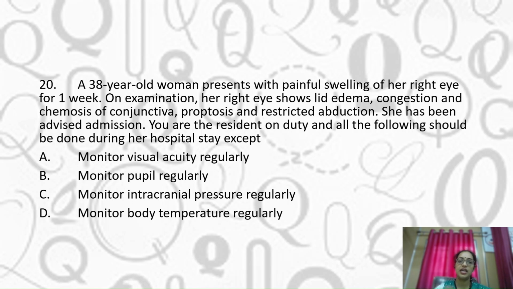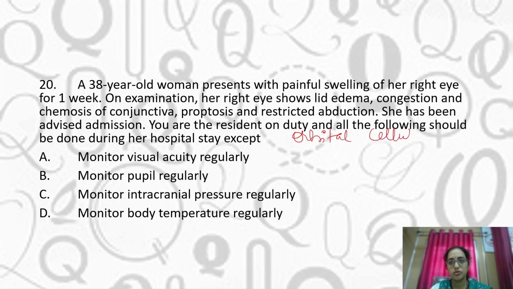A 38-year-old woman presents with painful swelling of her right eye of 1 week duration. On examination, her right eye shows lid edema, congestion, and chemosis of the conjunctiva. Okay, there is proptosis and restricted abduction. She has been advised admission. So you are the resident on duty, and all of the following should be done during her hospital stay. So clearly, this is a case of orbital cellulitis.